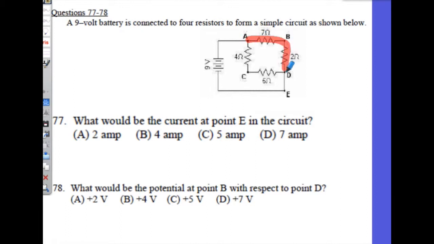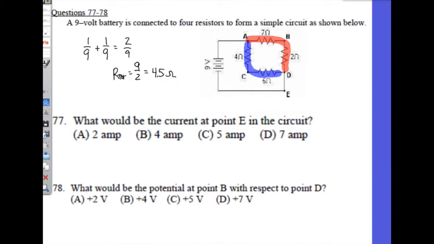So this is really just 2 parallel branches. Got that red branch and this blue branch. So the red branch is 9, 7, and 2. And the blue branch is also 9, 7, and 2. So 1 over, flip it. So for my whole circuit, the resistance is 4.5.